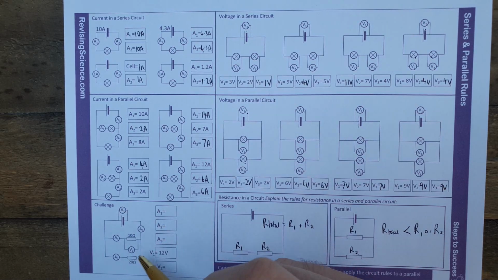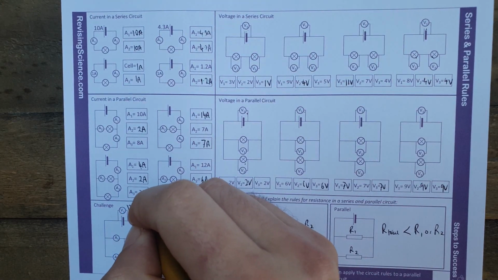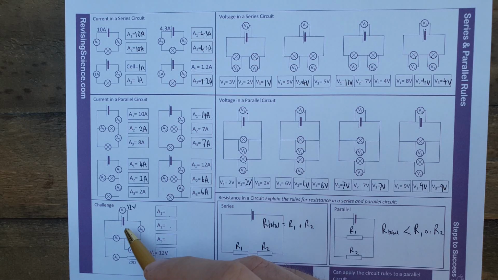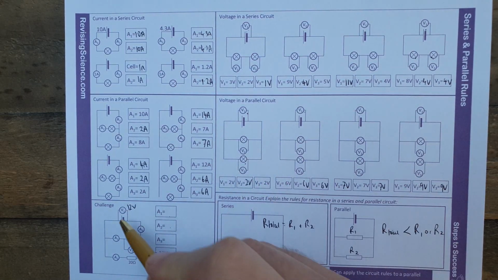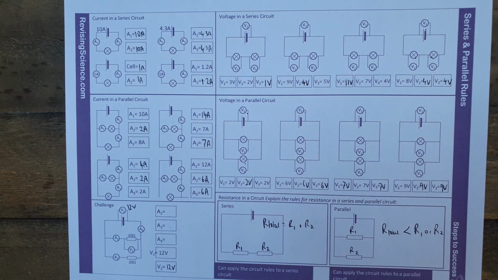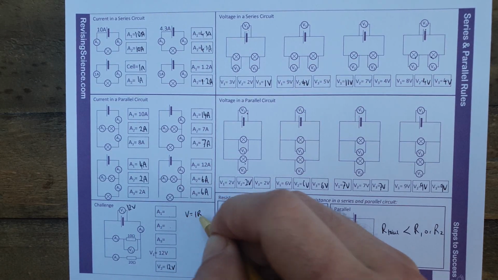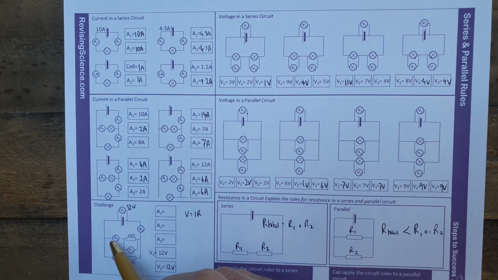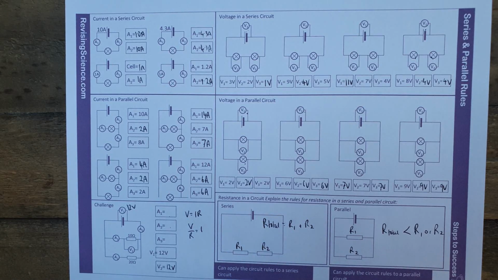Moving on to our challenge question over here, we need to see if we can work out the missing values. The only one that we've got is that voltmeter 1 here is 12 volts. Remember, because it's a parallel circuit, the voltage is the same everywhere. So if this is 12 volts, then we know that voltmeter 2 will also be 12 volts. We can then use our equation, potential difference equals the current times the resistance, to work out the current going through here. So for working out current, we know that V over R equals I.